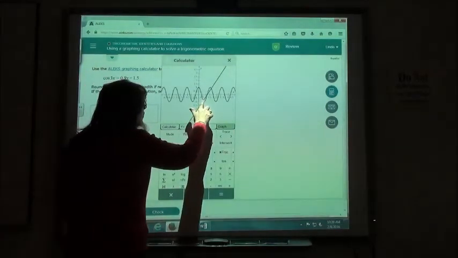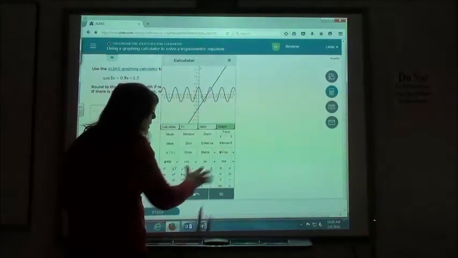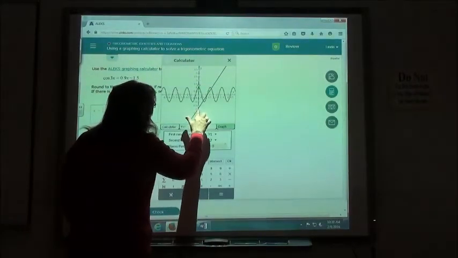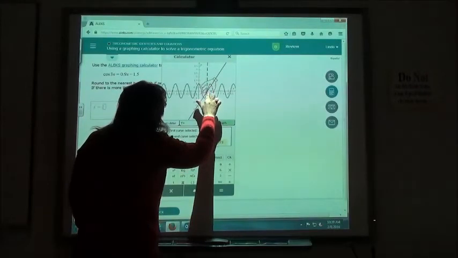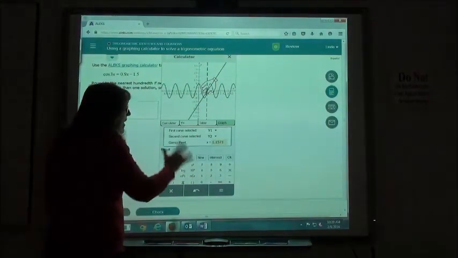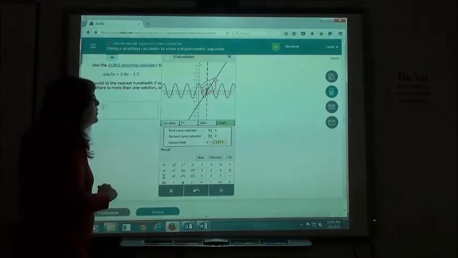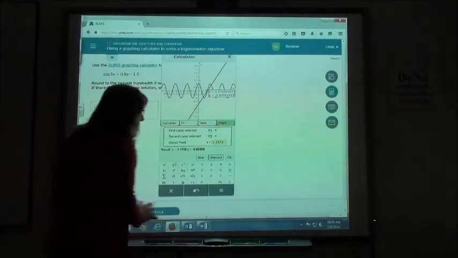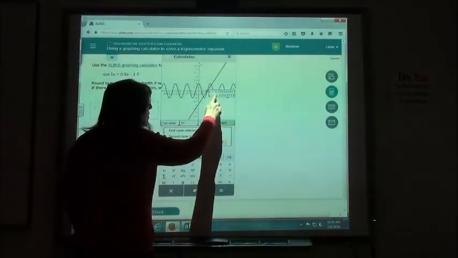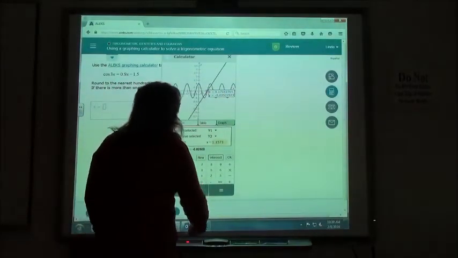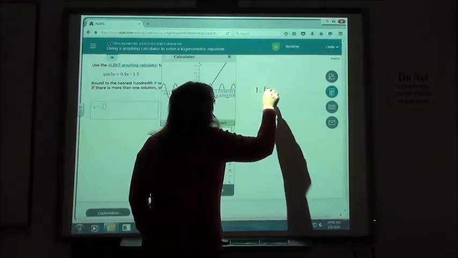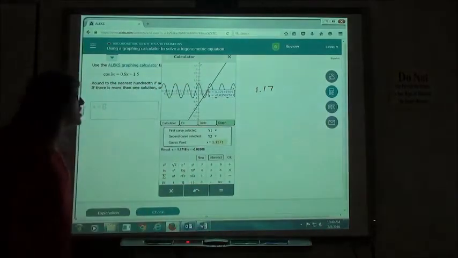So I did this first intersection, now I want to do the second one, so I'm going to click intersect, and now I'm going to drag that over as close to the second one as I can get. Again, it doesn't have to be exactly on there, just close. Click the word intersect, and here we have 1.1718, so 1.17 would be our second solution.